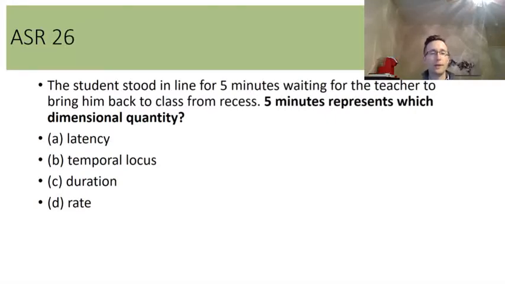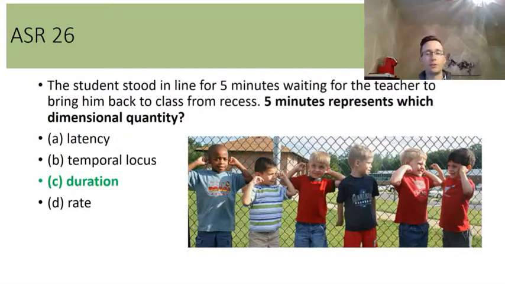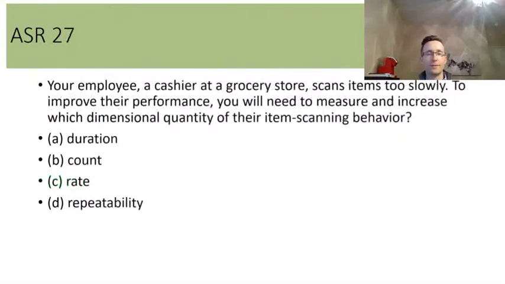I'll close the poll, and the answer is C, duration. ASR 27, your employee, a cashier at a grocery store, scans items too slowly. To improve their performance, you will need to measure and increase which dimensional quantity of their item scanning behavior. Is it A, duration, B, count, C, rate, or D, repeatability?